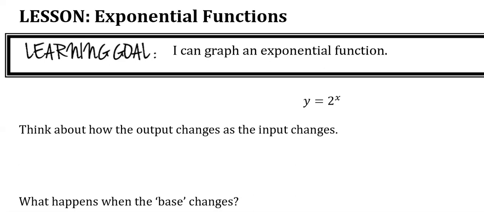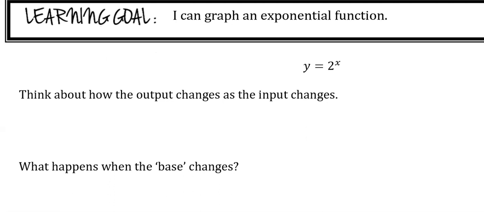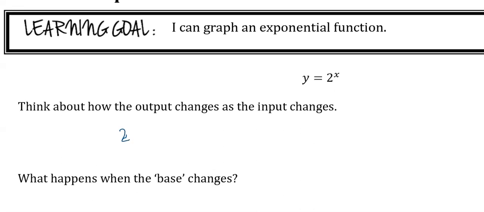The other thing we're going to think about, and that I'm a big fan of, is always thinking about the actual function that you're talking about, which is the input and the output. So if it's y equals 2 to the x, and my input is 0, 2 to the 0, what's my output? 1. Anything to the 0 is 1, except for 0.